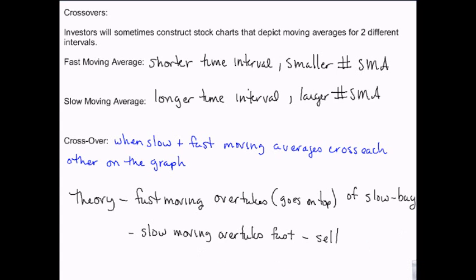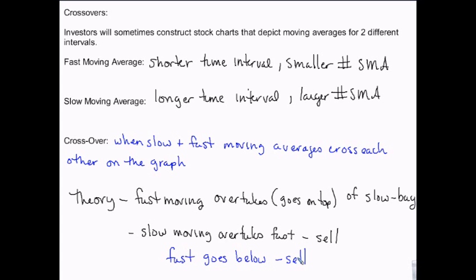Or you could think of it as: the fast goes over top, you buy, and if the fast goes below, you sell. So if you want to think of it just in terms of fast, when fast goes up, you buy. When fast goes down, you sell.